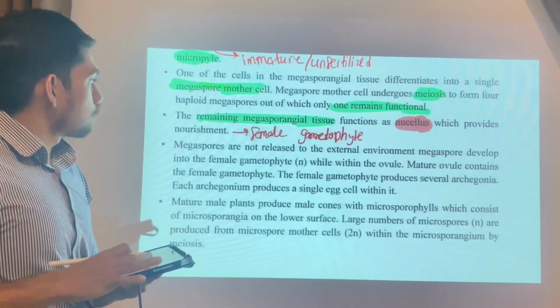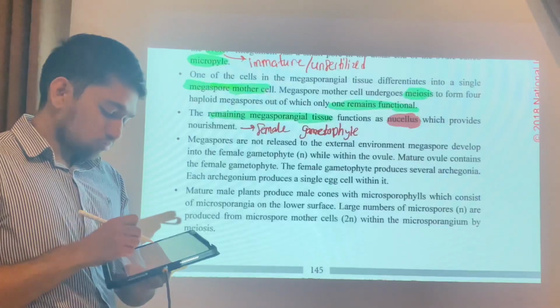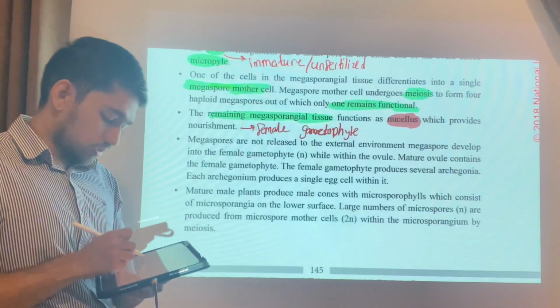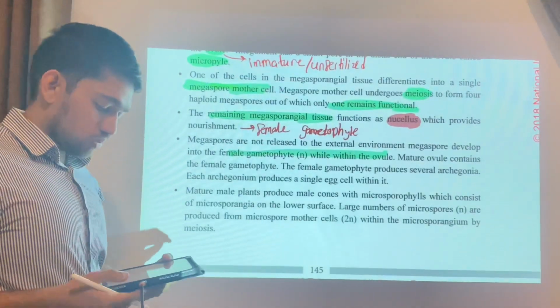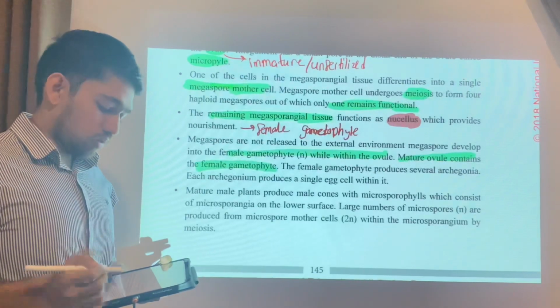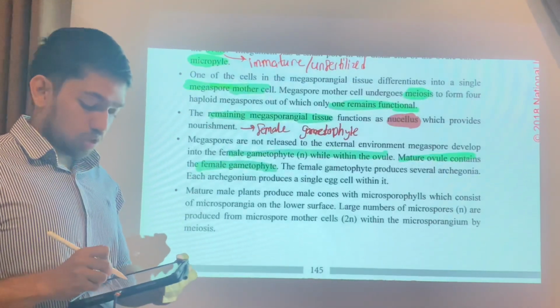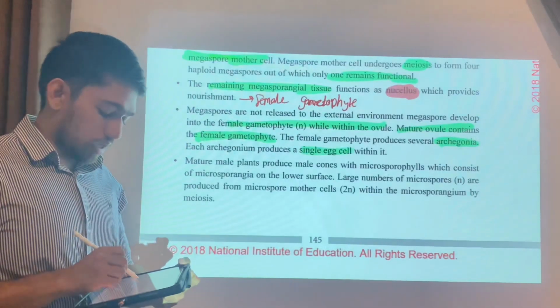Okay. Megaspores are not released and they will become the female gametophyte while within the ovule. Okay, very important, in the ovule. So a mature ovule, by definition, contains a female gametophyte, right? The female gametophyte will have gametangia. Female gametangia are known as archegonia, right? Each archegonium has a single egg inside.